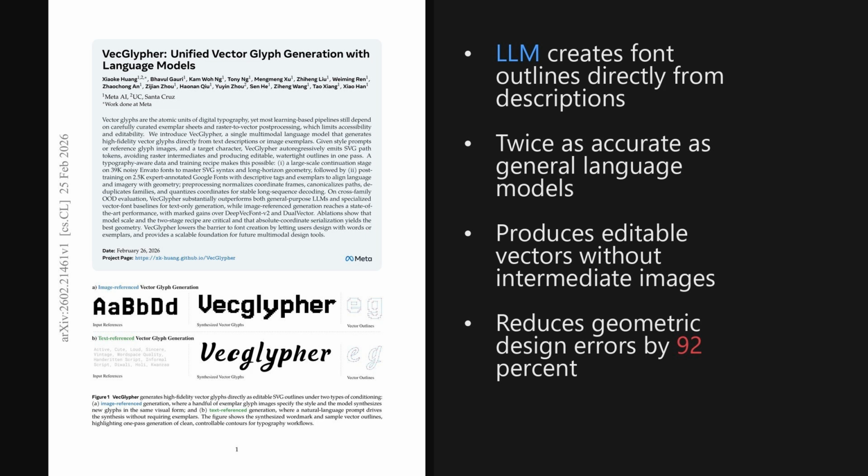Wrapping up, 2 key takeaways stand out. VecGlypher proves that language models can master precise geometry, generating editable vectors directly without raster intermediates. This unifies text and image-based design, dramatically lowering the barrier to creating professional typography. It suggests a future where complex design tasks are handled through simple conversation.